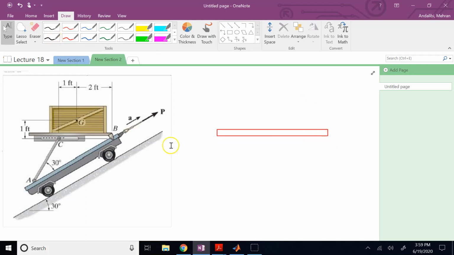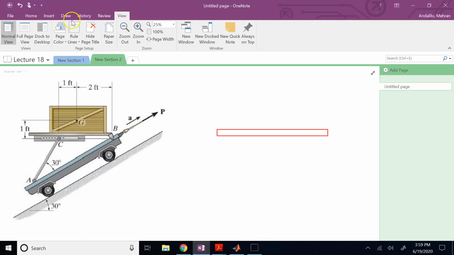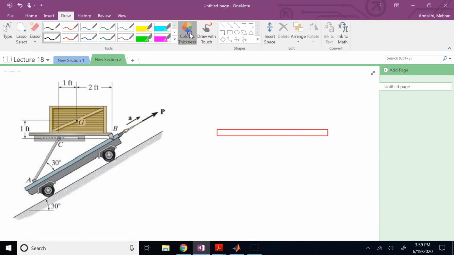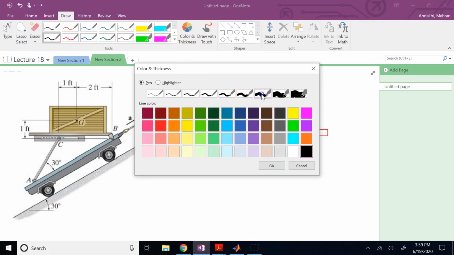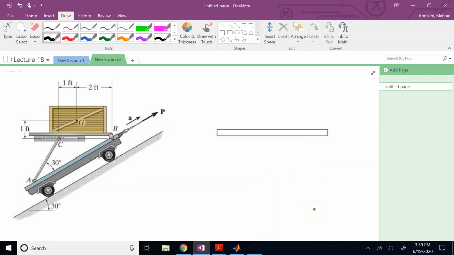So what you have is two reactions at B, because there is a pin at B, right? So you have a reaction X and a reaction Y. Then there is a normal force from the box. And then basically there is a friction. And then there is a force from C.